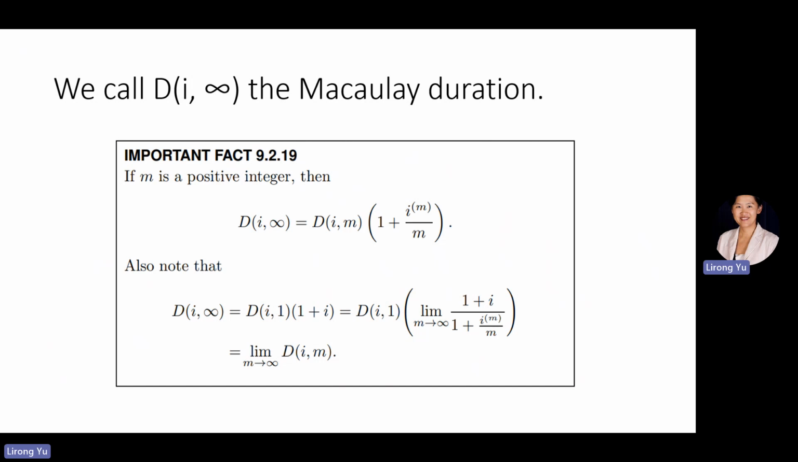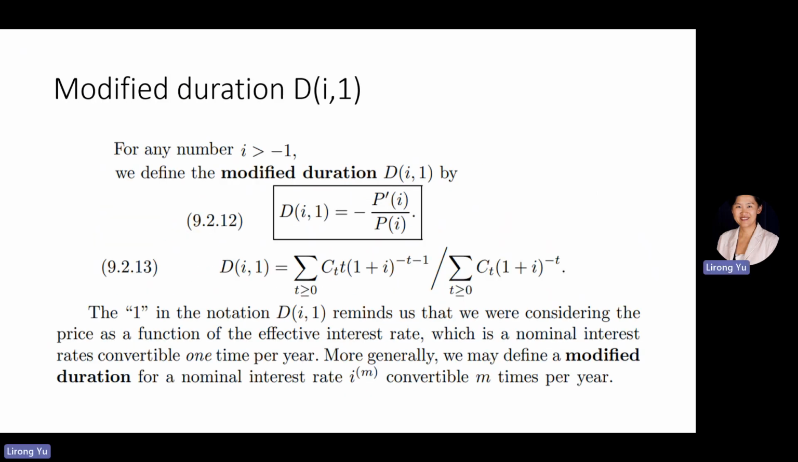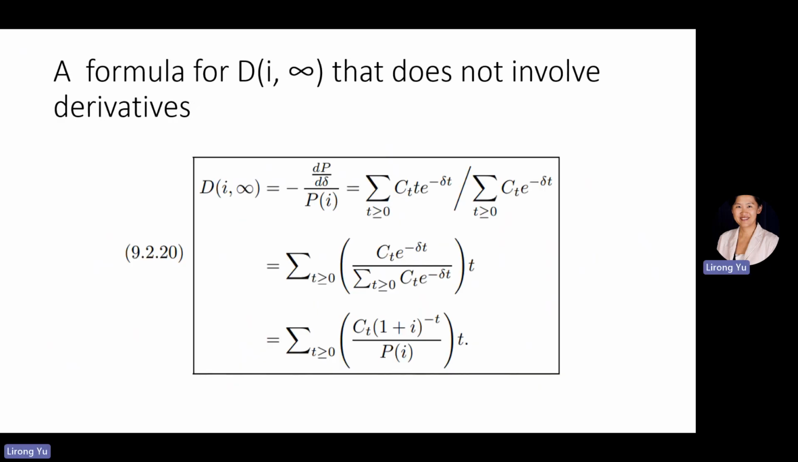So Macaulay duration is equal to d_i1 times 1 plus i. I guess that's the most common way to calculate it from the modified duration. So d_i1 is modified duration, d_i1 times 1 plus i is Macaulay duration. Think of Macaulay duration as when you have no consideration of the number of compounding per year.